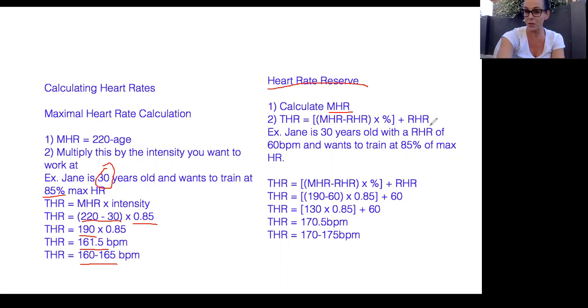Now, the reason why we do this is because we're not starting at zero. Our resting heart rate is not zero. So that is our base point. That is our starting point. So you add that back on, and I'll do a little drawing for you in a second to hopefully make it a bit more clear.